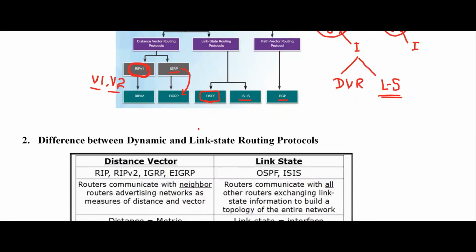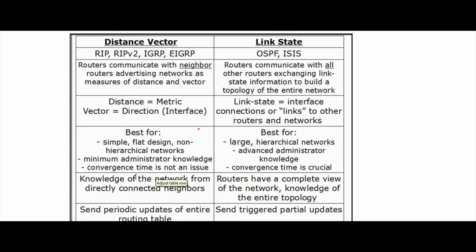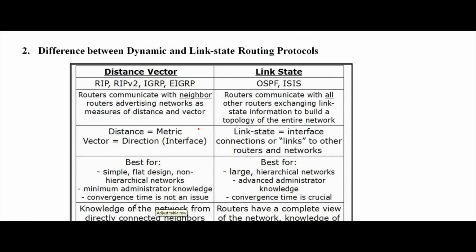Now I'm going to the next one. What is the difference? Teacher, you told us dynamic, that means distance vector? No, it is not dynamic, distance vector. So, distance vector routing protocol and link state routing protocol. Here we are going to study RIP.